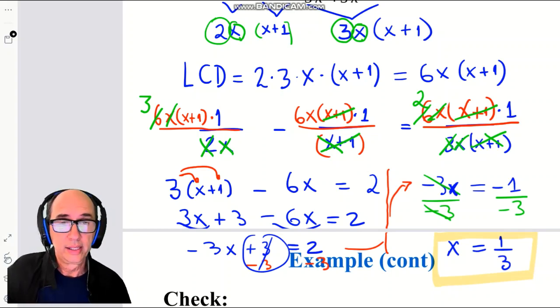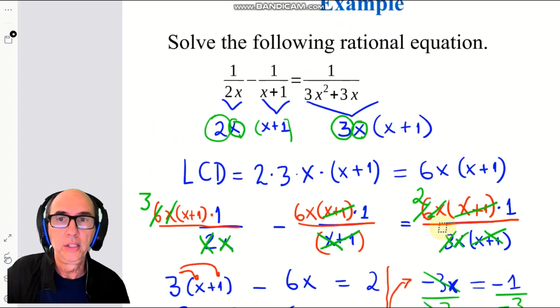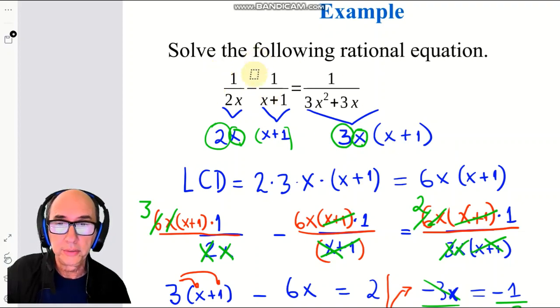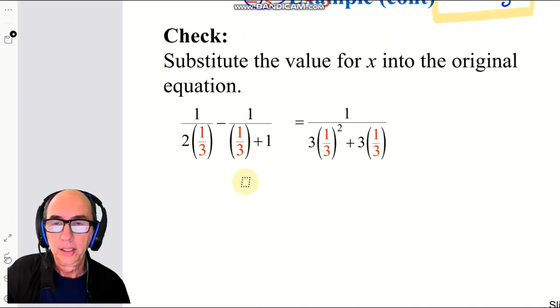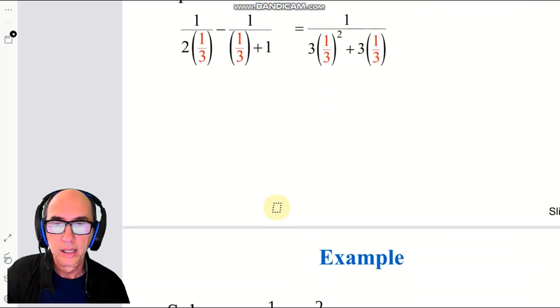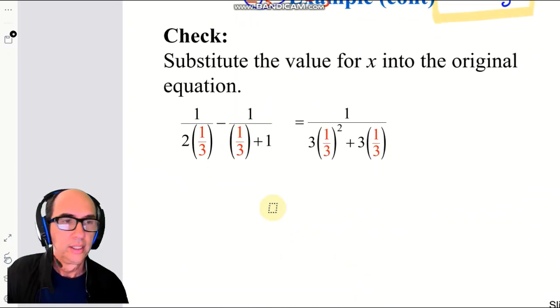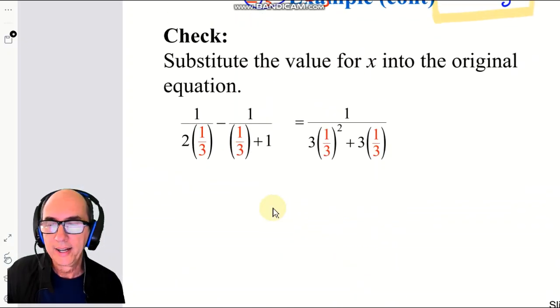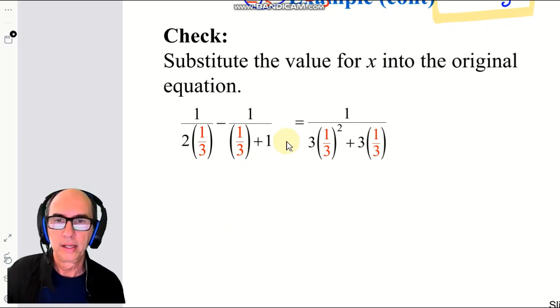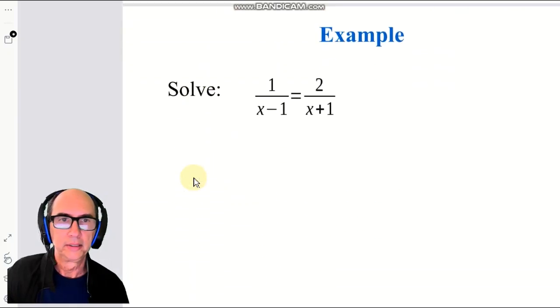Remember, the answer we find, we need to plug into the original equation and check that we don't have any denominators that become 0 or any crazy stuff like we made a mistake. In this case, we're not going to have any denominator 0, and you can check the results for this yourselves, and okay, we have the right answer.